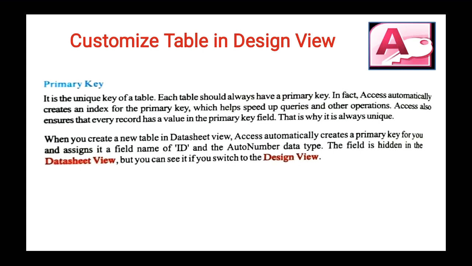When we create a new table in Datasheet view, Access automatically creates a primary key for us and assigns it a field name of ID and the auto number data type. The field is hidden in the Datasheet view, but we can see it if we switch to the design view.